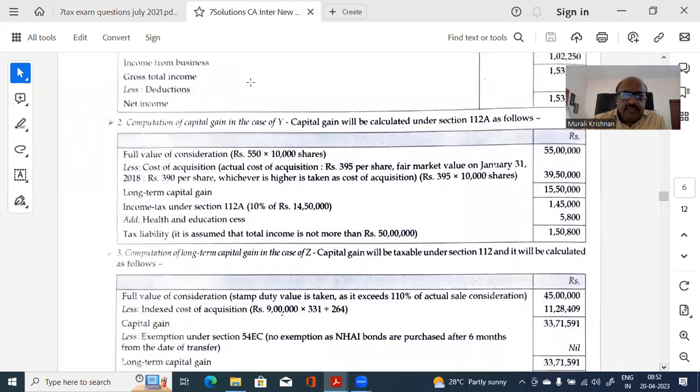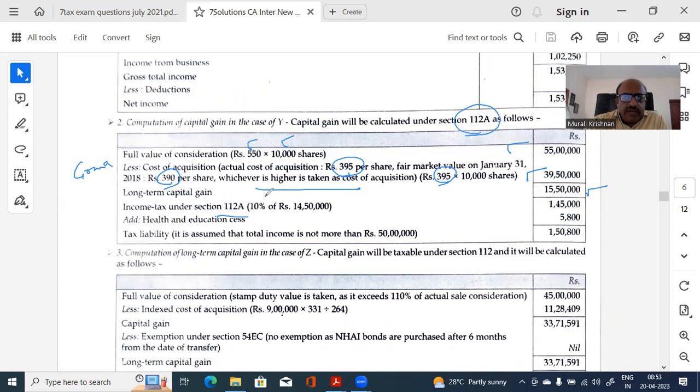Now, this comes under which section? 112A, not 112, 112A. So total 10,000 into 550, that is 55 lakhs. Cost of acquisition 395, fair market value 390. Whichever is higher can be taken. This is the grandfathering provision. So whichever is higher, he is taking the 395, and therefore your long-term capital gain is 15 lakh 50.